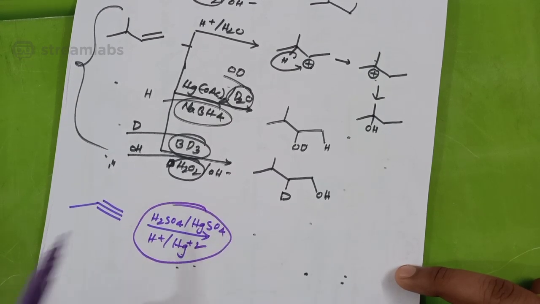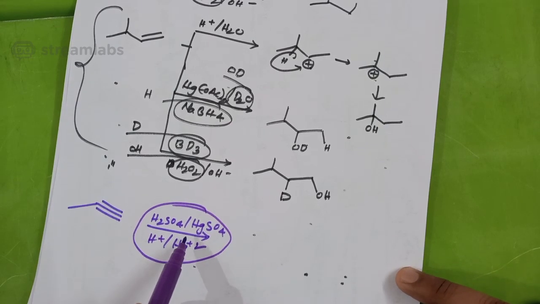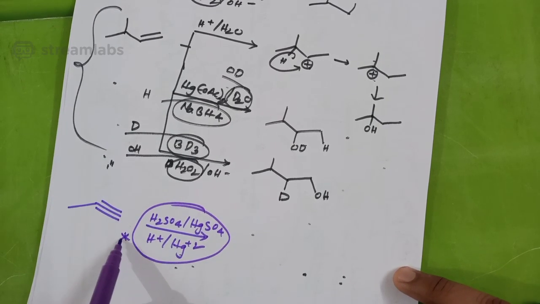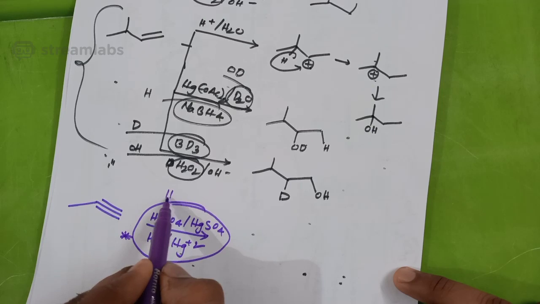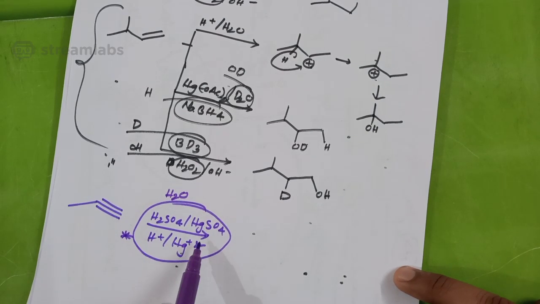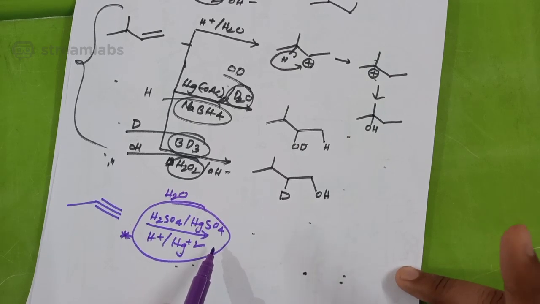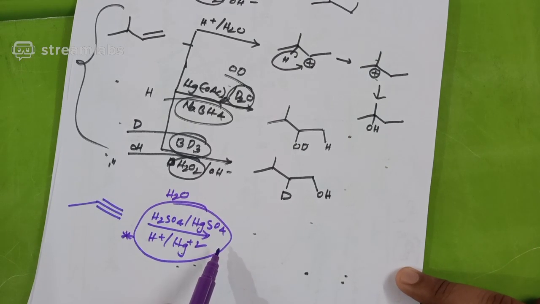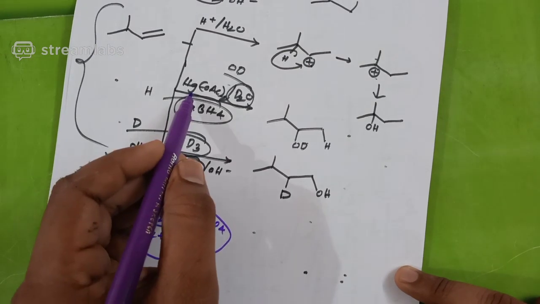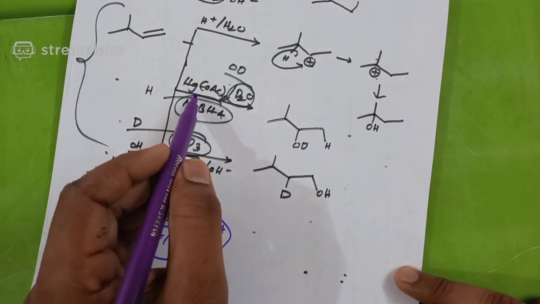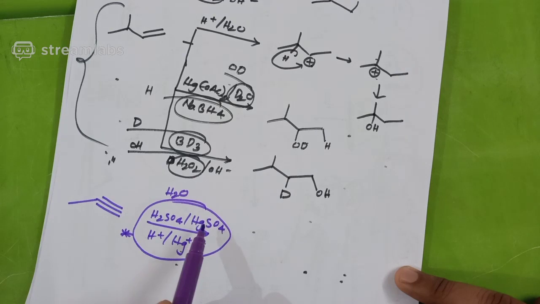The entire reagent, whenever they give H2SO4 and HgSO4, it's important, and we need to know that we consider it as addition of water. H2O is added, and it follows only Markovnikov's rule. Rearrangement and ring expansions are not possible. Mercury is a direct Markovnikov addition. Here it follows Markovnikov's rule, and here also Markovnikov's rule. This is for alkene, this is for alkyne.